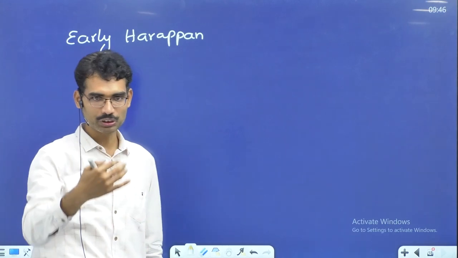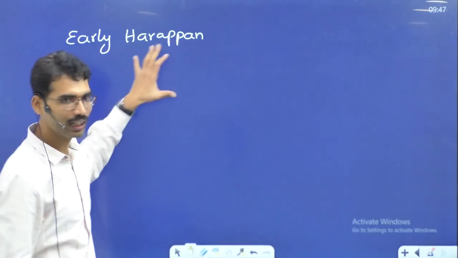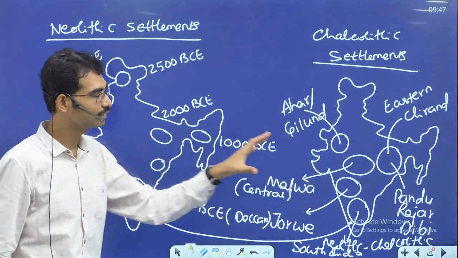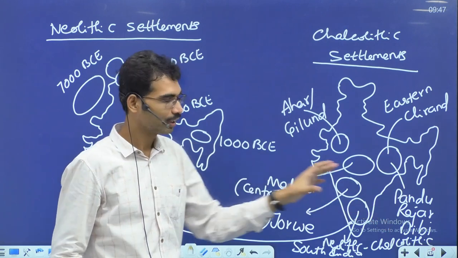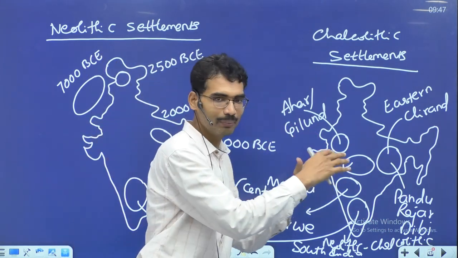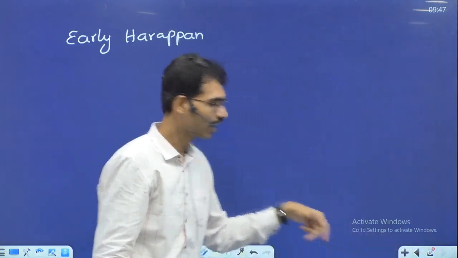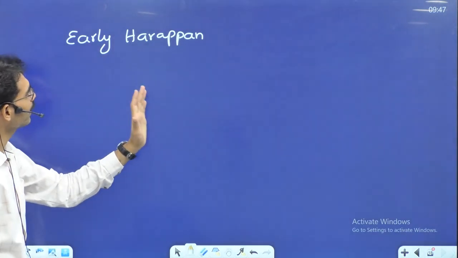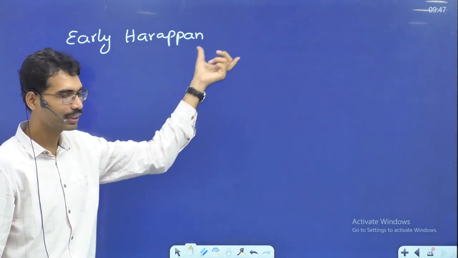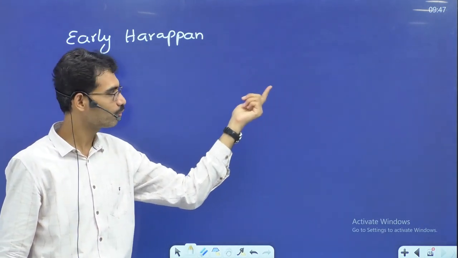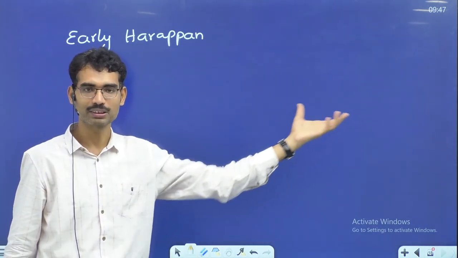And you give a special case: before the emergence of mature Harappan, early Harappan sites. These early Harappan sites are nothing but some Neolithic, some Chalcolithic. These Neolithic Chalcolithic settlements emerged into urban form, mature form. Those became mature Harappan sites. In our map pointing also, one category is there. UPSC gives one point and says early Harappan site.